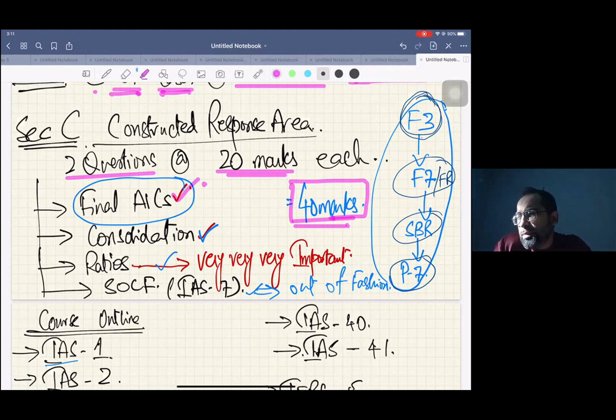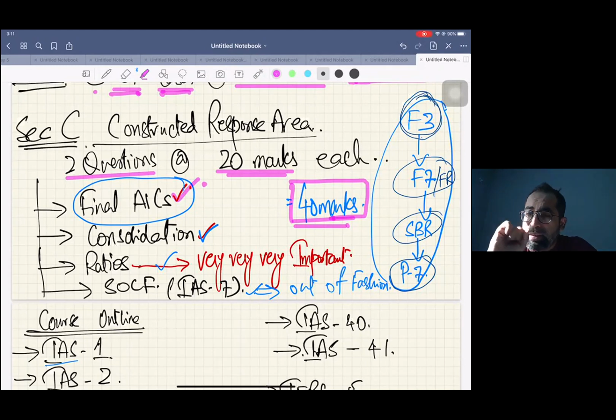The depreciation adjustment, 20% on cost, 20% reducing balance method, was very, very basic level. But in F7 level, the final account will be of a good level. So you will have a full test of IAS, IFRS and final account.